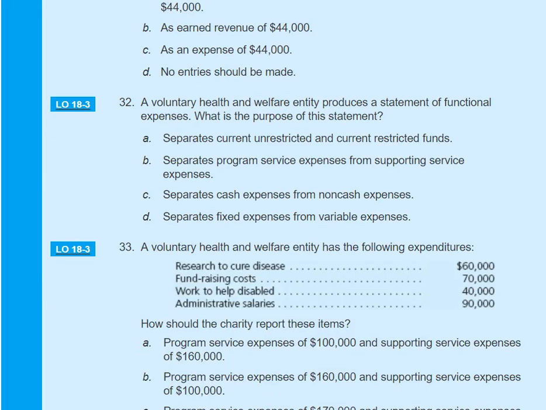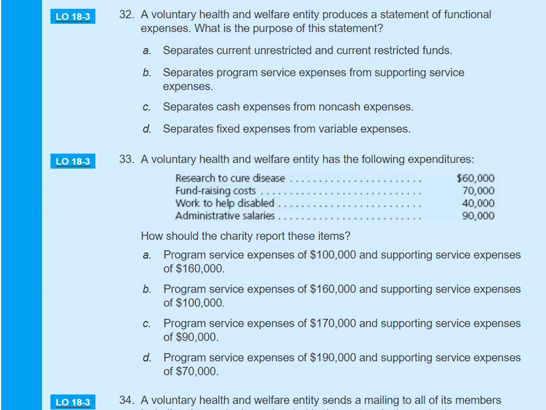32 is, well, we don't have any numbers still. You can go over that. A voluntary health and welfare entity produces a statement of functional expense. What is the purpose of this statement? If you remember, all those not-for-profit entities will actually produce three sets of financial statements: the statement of financial position, just like the balance sheet, the statement of activities, just like an income statement, and they also do the statement of cash flow.